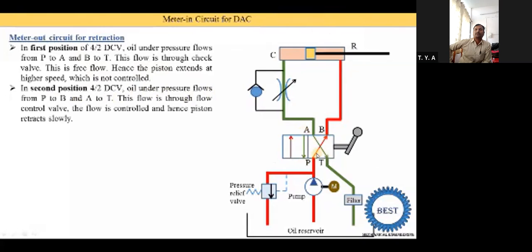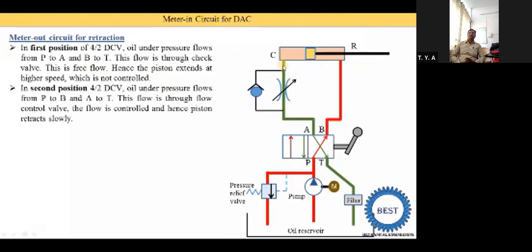So pressurized oil enters the P port, then goes to B, and from the B port oil is supplied to the rod end port. So oil entering here applies some force on the piston, and the piston is moved right to left. It is called the retraction, and oil present on the cap end port is supplied back.